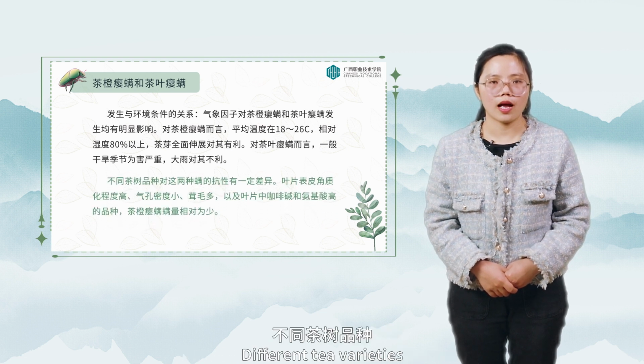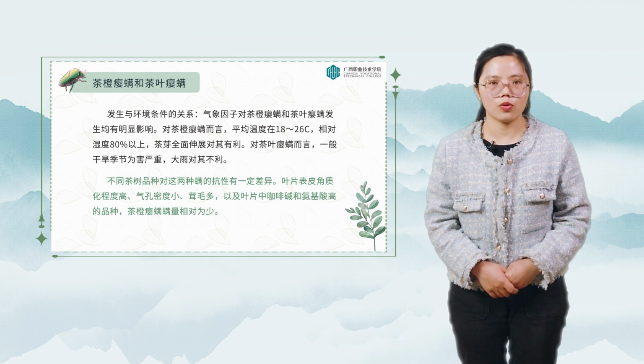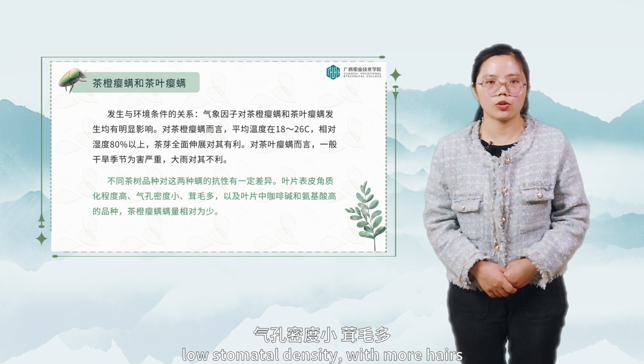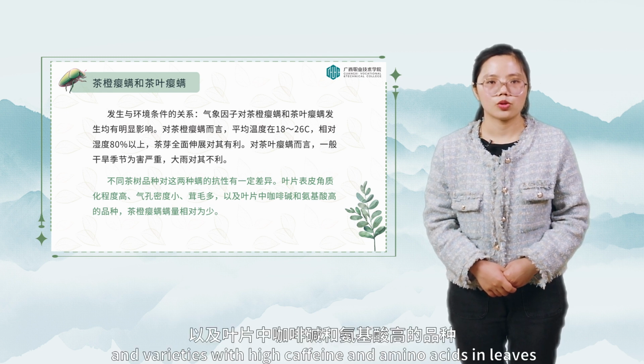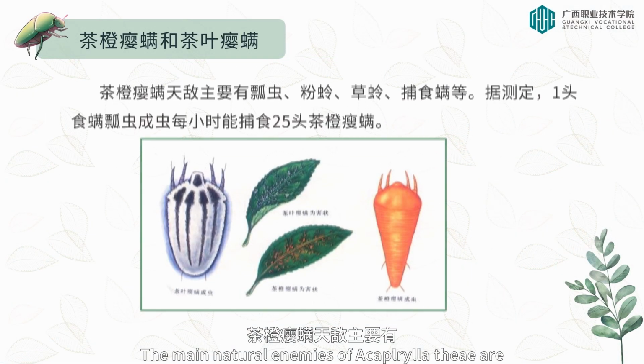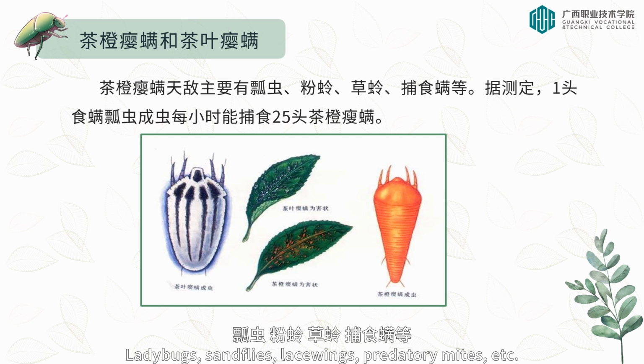Different tea varieties have some differences in resistance to these two kinds of mites: high degree of keratinization of leaf epidermis, low stomatal density with more hairs, and varieties with high caffeine and amino acids in leaves. The number of Acaplerylanthe is relatively less. The main natural enemies of Acaplerylanthe are ladybugs, sandflies, lacewings, predatory mites, etc.